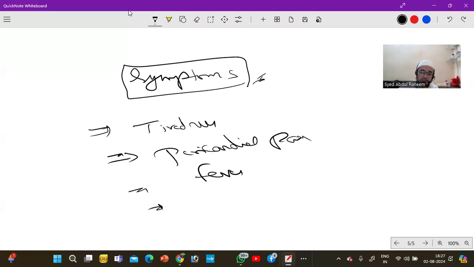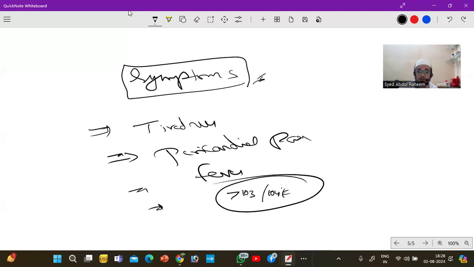If you check, the pulse is high. Sometimes the body temperature also rises more than 103 or 104. So these are the things you have to remember: the pericardial pain, fever, tiredness, and difficulty in breathing. And you have to auscultate the heart also. You can sometimes hear a murmur sound. These are the things we have to remember.